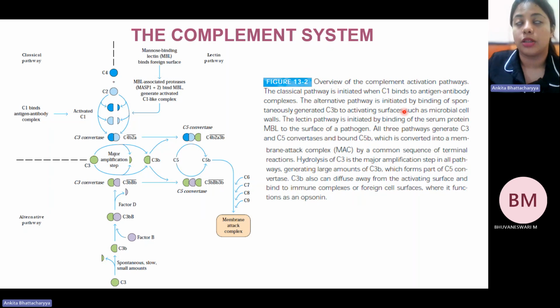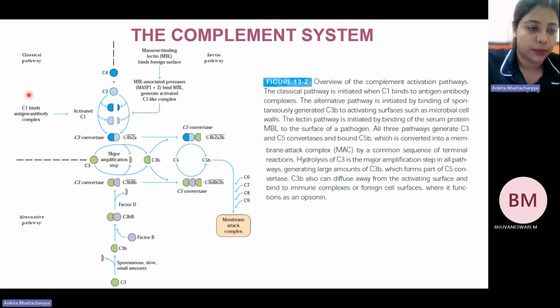The triggering antigen for that is different, and it is majorly based on microbial cell wall antigens. The third, the lectin pathway, as the name suggests, is based on detection of lectin by the immune system, and it is initiated by binding of serum MBL to the pathogen's surface. All three eventually converge to a step where C3 and C5 convertases are generated, and then help in the formation of the MAC, or membrane attack complex, by sequential reactions. The step at which the three pathways converge is the hydrolysis of C3, which is the amplification step in all three, generating C3b. We'll come to that one by one.